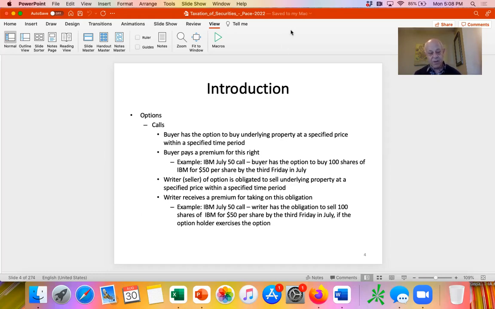So let's go over an example in more detail. So what I want to do is now go to the whiteboard. And again, I'm the buyer of a call option. And let's keep using the IBM July 50 call. And let's say the price is $4.